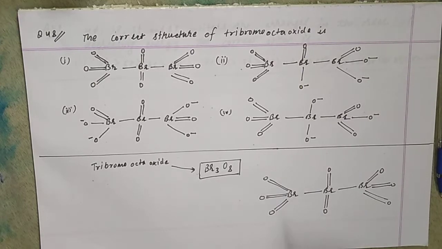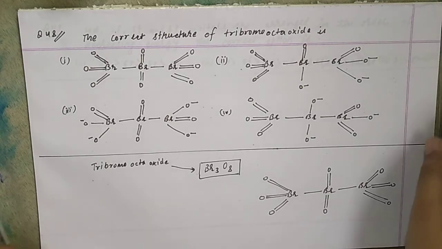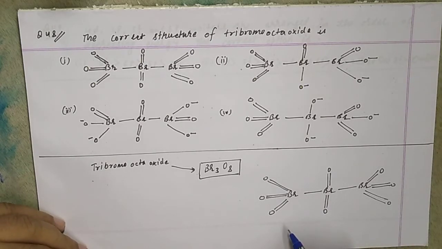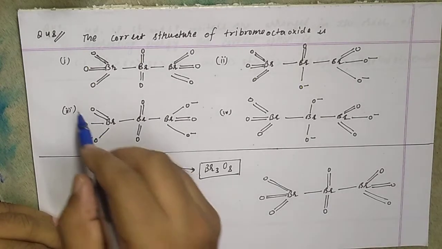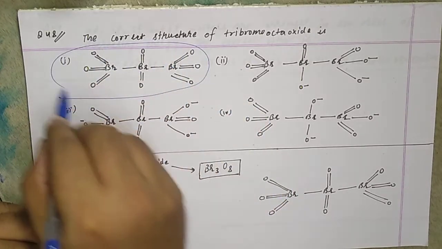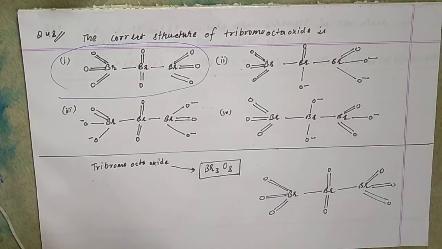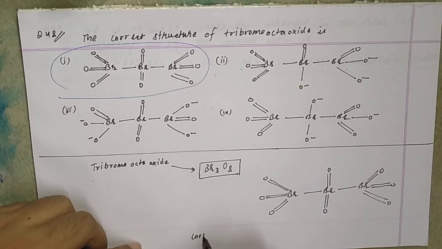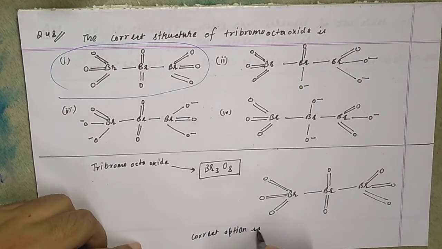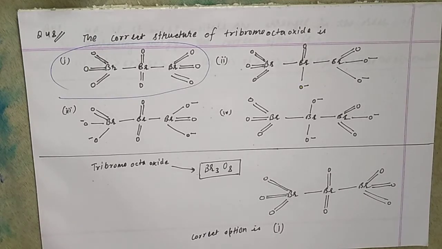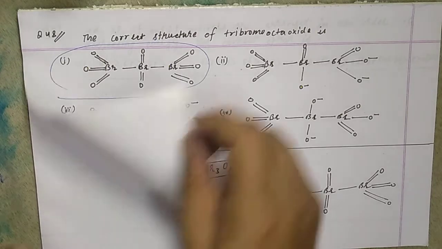So this is the correct formula, the correct structure of tribromo octaoxide. And this is parallel to option number 1. So the correct option is 1. Okay, now we have to go for the next question.